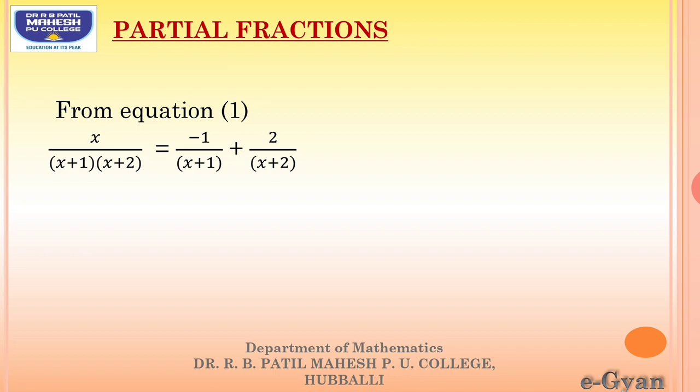x by x plus 1 into x plus 2 equal to, so we substitute a equal to minus 1 in the numerator, we get minus 1 divided by the denominator term as it is, that is x plus 1, plus b equal to 2, that is 2 by x plus 2. So the given rational function is x by x plus 1 into x plus 2. So their partial fraction is minus 1 by x plus 1 plus 2 by x plus 2. So this is the simplest form you will get by using this rational function.